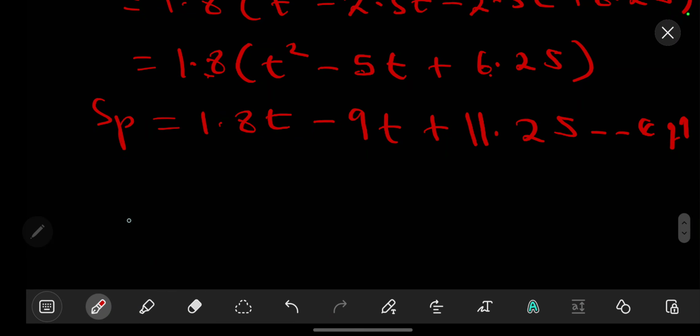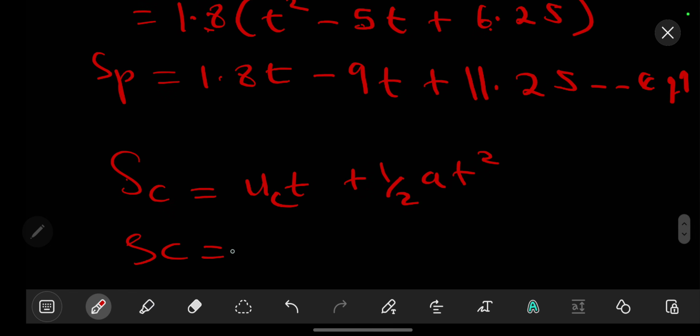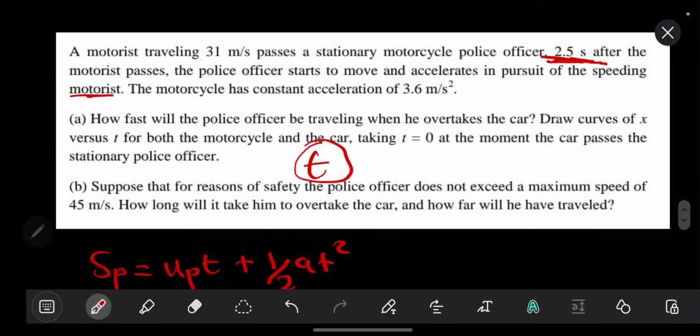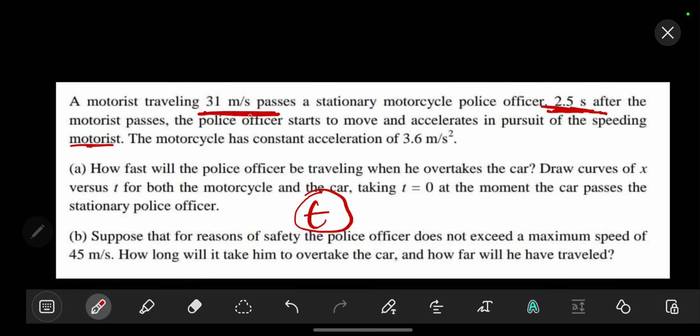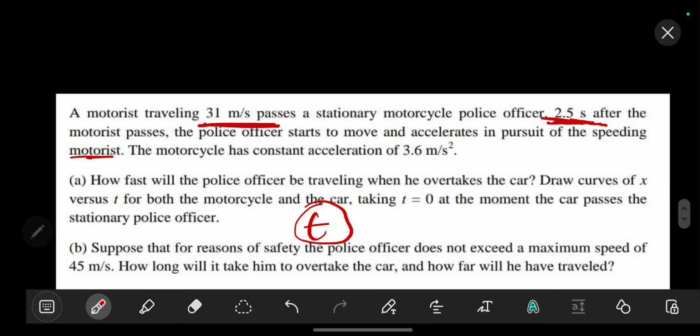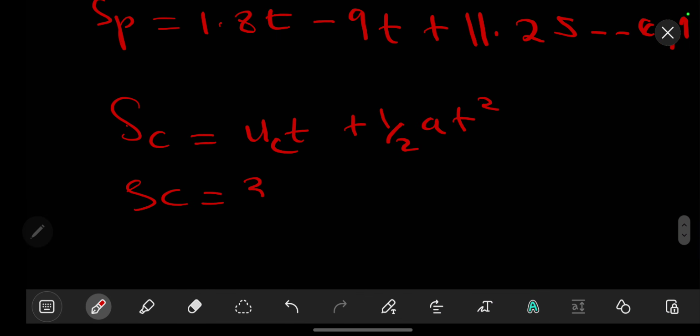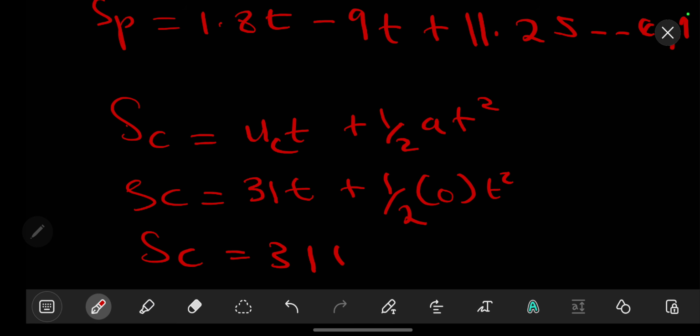Then from there, let's account for the displacement covered by the motorist, which should be equal to ut plus our half at squared. Now, like that, s of the car should be equal to our initial velocity. We are told that this person is moving with 31 meters per second. So a motorist traveling at 31 meters per second passes a stationary police officer. If we haven't been told anything, we are going to assume that this velocity is constant. So we are going to say our 31t, like that, plus, if the speed is constant, our acceleration is 0, then we have t squared. So the formula will just be 31t, like that.